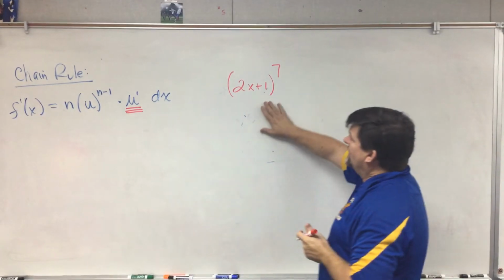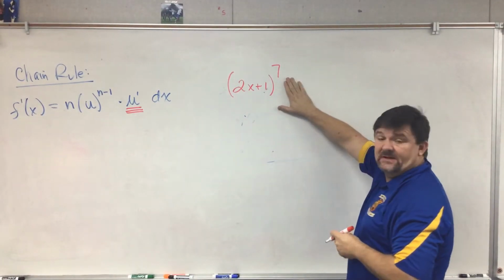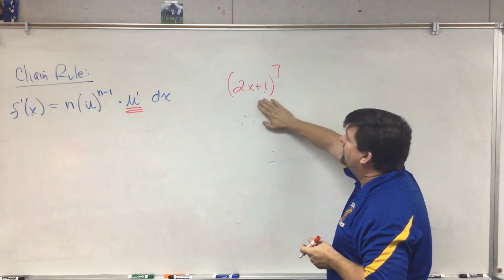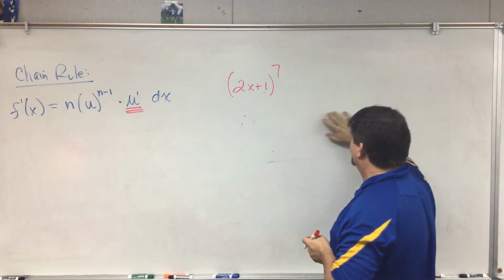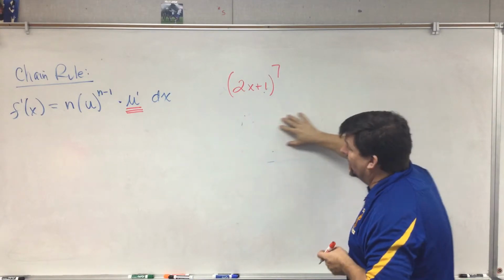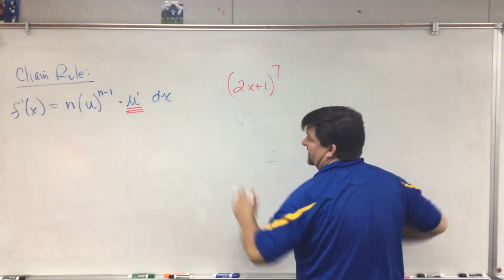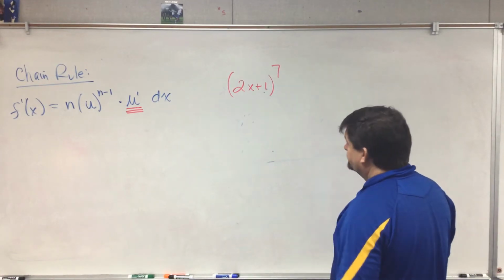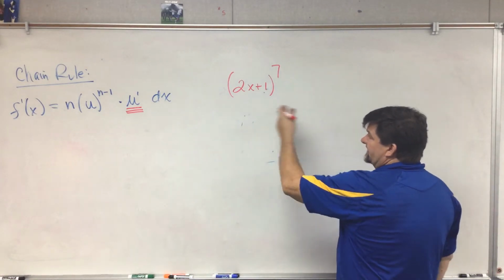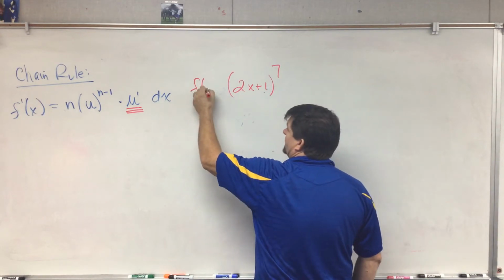We use it for ones like this, because if you wanted to, you could multiply this out by 2x plus 1 times 2x plus 1 times 2x plus 1, and you can multiply that all the way out, get this huge polynomial, and apply the power rule. Or we could deal with it with the chain rule. So let's look at this here. This is f of x.